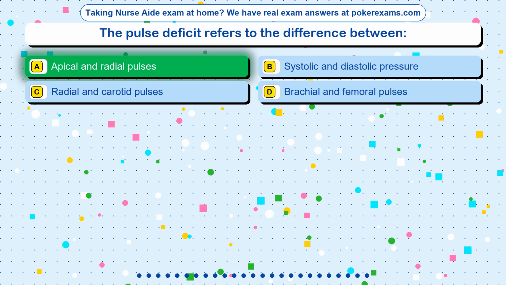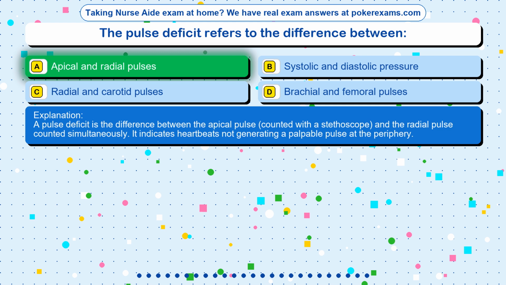The correct answer is option A. Apical and radial pulses. A pulse deficit is the difference between the apical pulse, counted with a stethoscope, and the radial pulse counted simultaneously. It indicates heartbeats not generating a palpable pulse at the periphery.